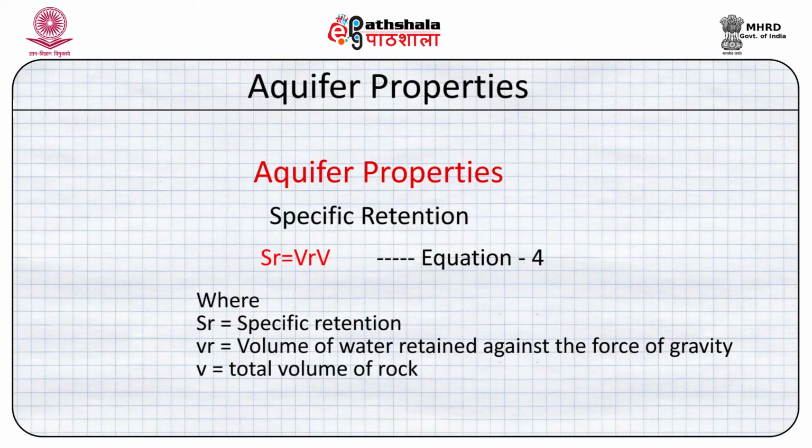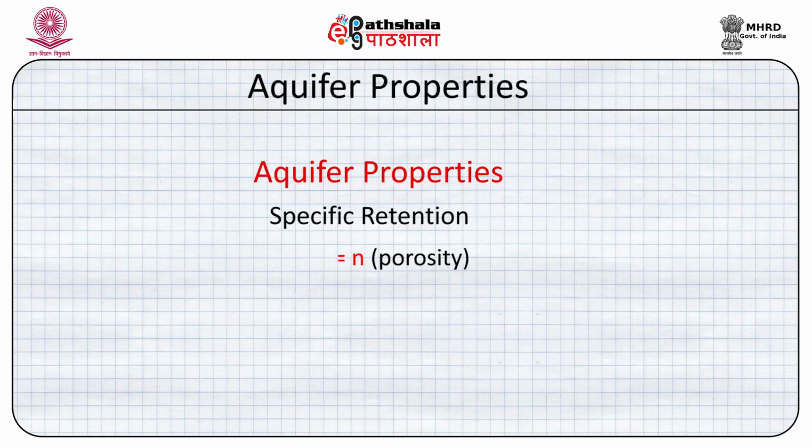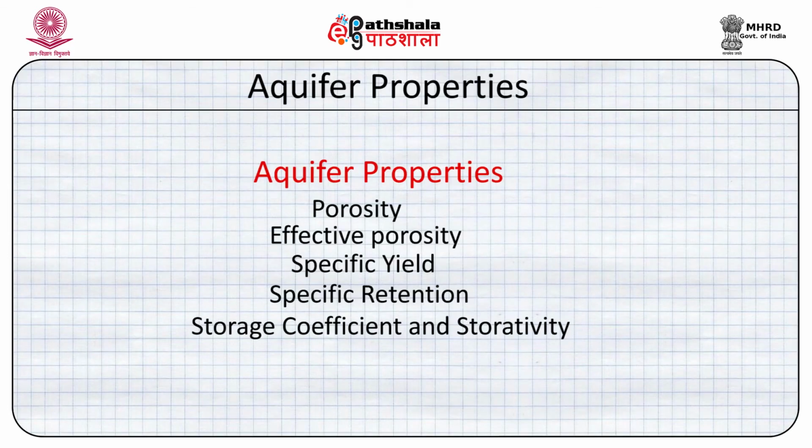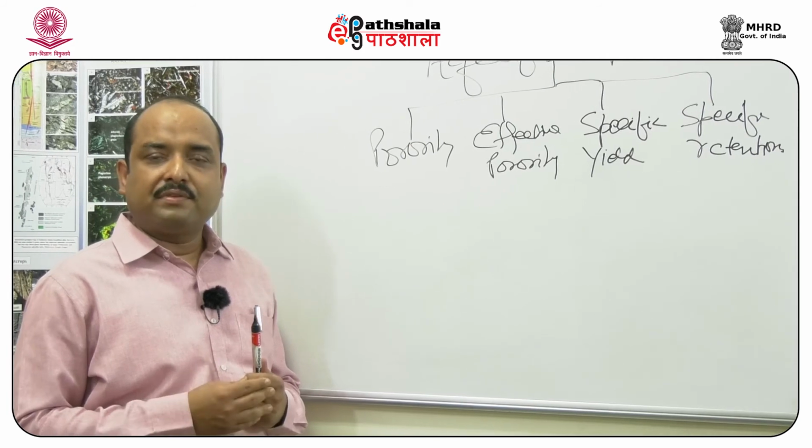Further, if you have a look at equation 5, where we add a specific yield and a specific retention, what you get is porosity. So the addition of a specific yield and a specific retention is porosity. The next is a storage coefficient and a storativity. These are storage parameters.